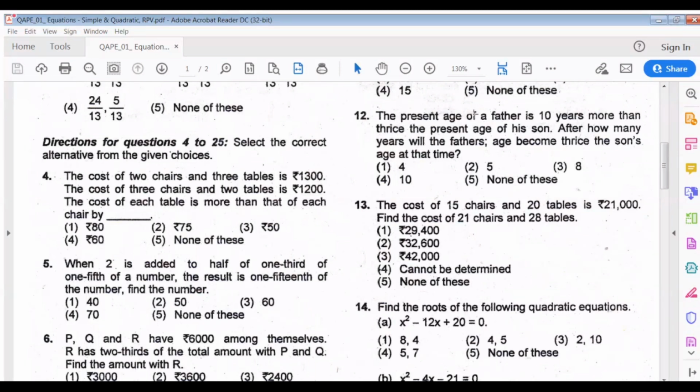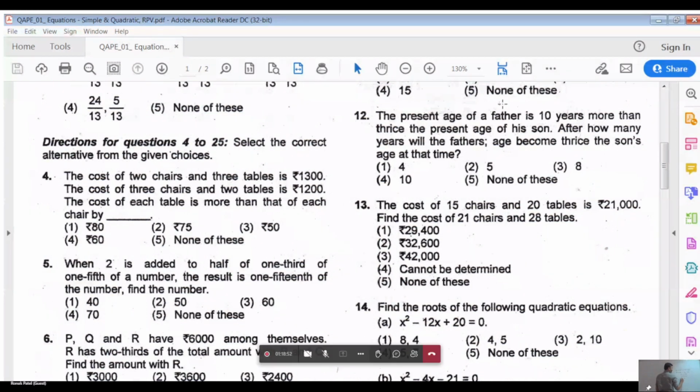So the present age of the father is 10 years more than thrice the present age of his son. Let us assume the present age of the father is F and the son is S. I'm writing the equation. After how many years will the father's age become thrice the son's age? After how many years, F plus X equal to 3 times S plus X. This equation we want, right? So I'll stop sharing right now.